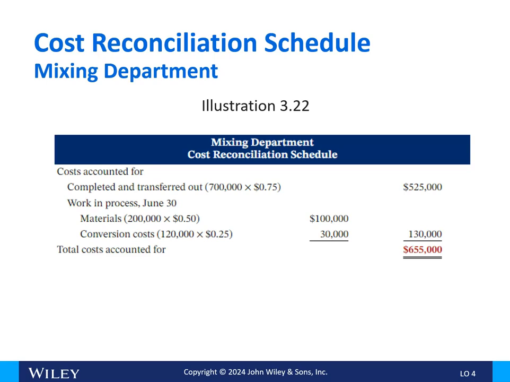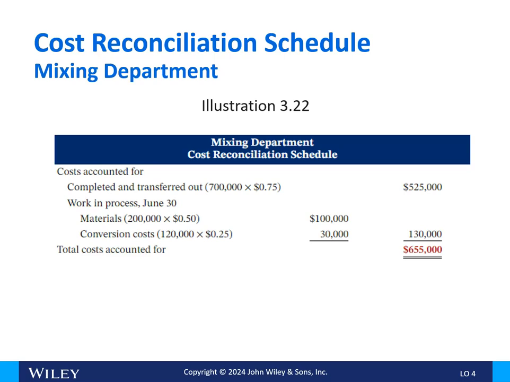If we use our unit cost we calculated, 75 cents, we multiply that times the number of units completed and transferred out. That gives us $525,000 completed and transferred out. Work in process, we use the individual unit cost that we calculated. So materials, since they're 100% complete, 200,000 units at 50 cents, $100,000 there. The conversion cost, 120,000 units in ending inventory. That's the equivalent units, remember, times 25 cents per unit, $30,000 in work in process at the end of June.